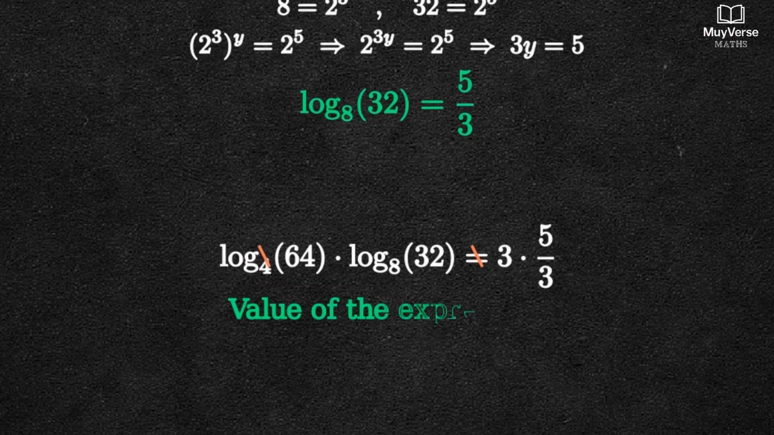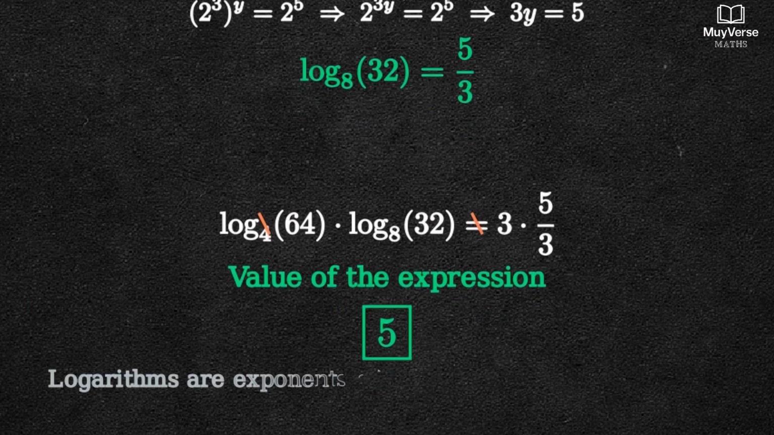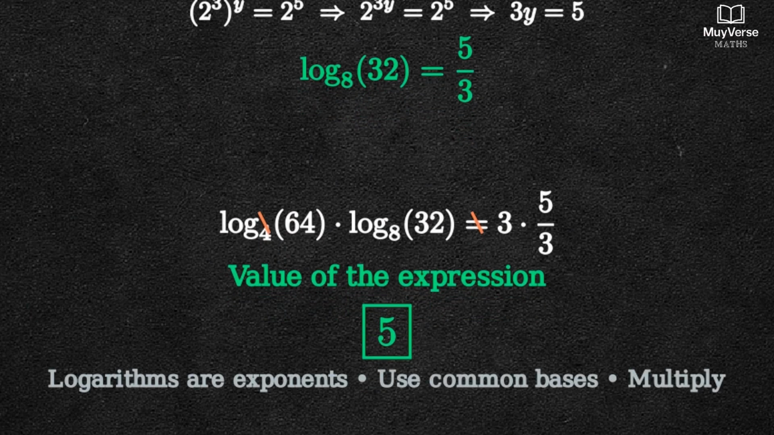Key idea: treat each logarithm as the exponent it asks for, rewrite numbers using a common base when helpful, and then multiply the results. That gives the clean answer of 5.